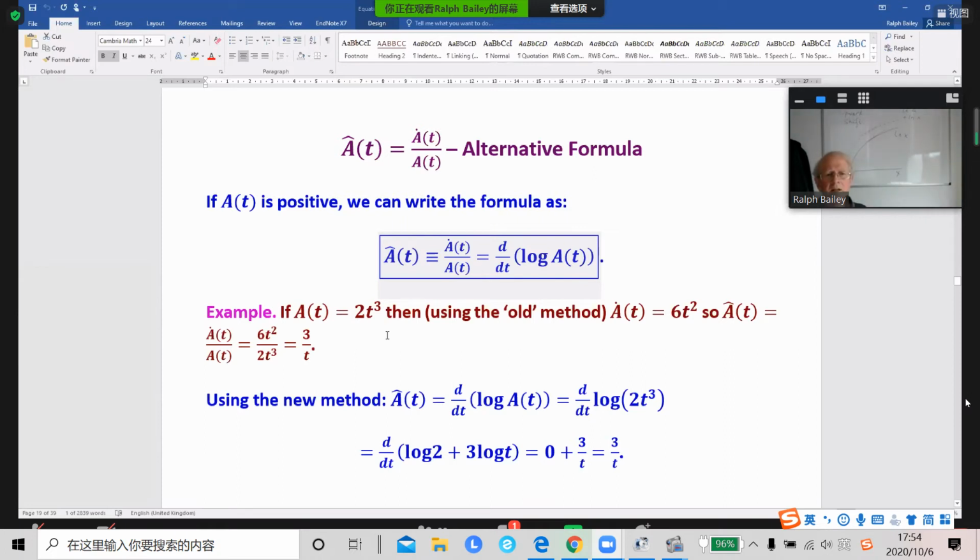And we do it here using both methods. Calculate the growth rate of 2t cubed, and it comes out as 3 over t. And especially if a is defined in terms of the exponential function, then log undoes exp, so that's going to lead to a very quick and useful simplification.